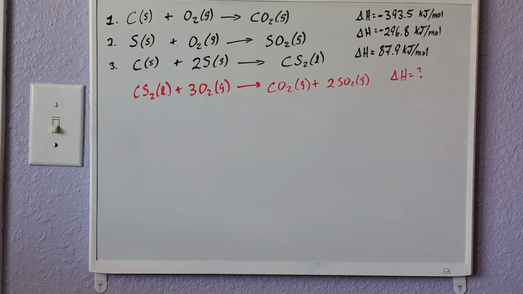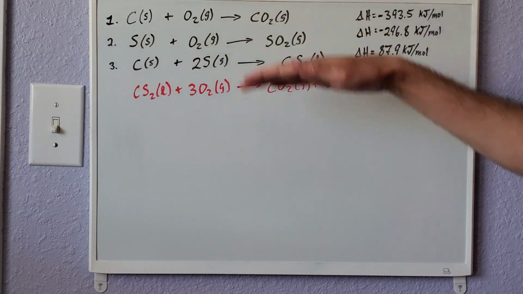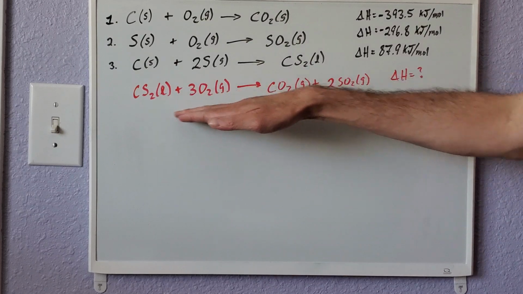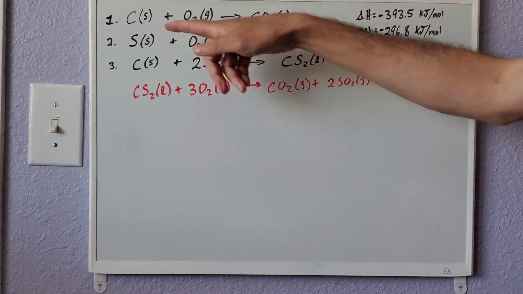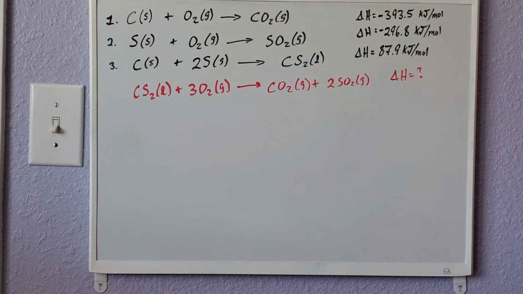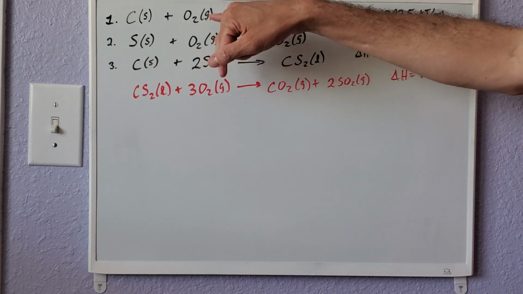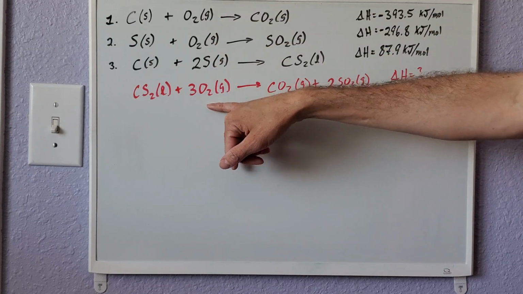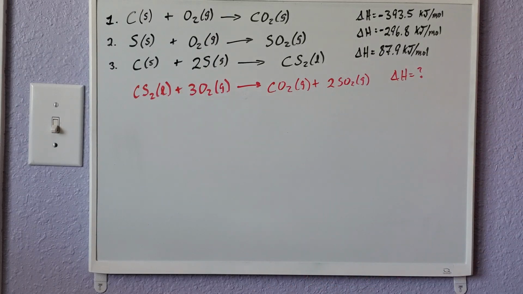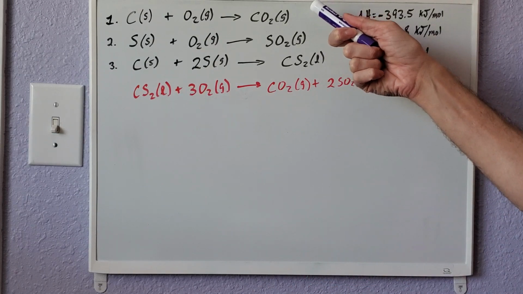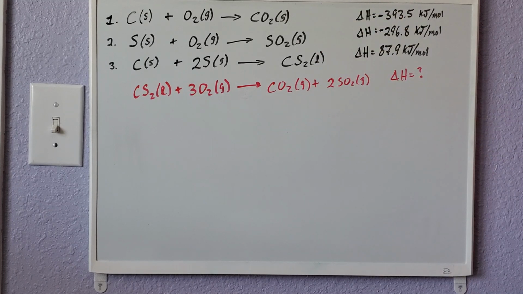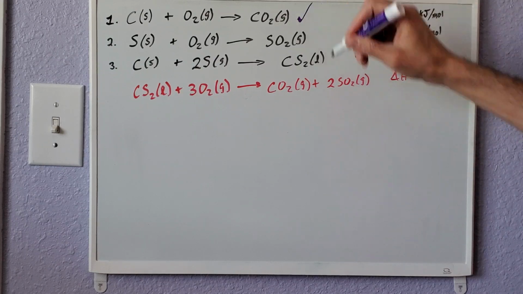If we start off with reaction number one, carbon plus O2 will give you CO2. If you take a look at the red target equation, you notice that carbon is not there. For right now, let's just ignore carbon and come back to it. Oxygen is a reactant in equation one, and it's a reactant in our target equation as well, so we're good on that account. Same deal with our CO2: in equation one, CO2 is our product, and in our target equation, CO2 is a product as well. So everything in reaction one is good to go for now.